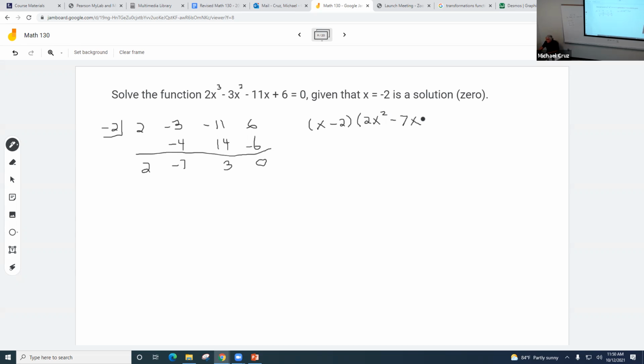Wouldn't it be x plus 2? Oh, thank you. Yeah, you're right. I got it written on here. I'm just talking and writing at the same time. I understand.